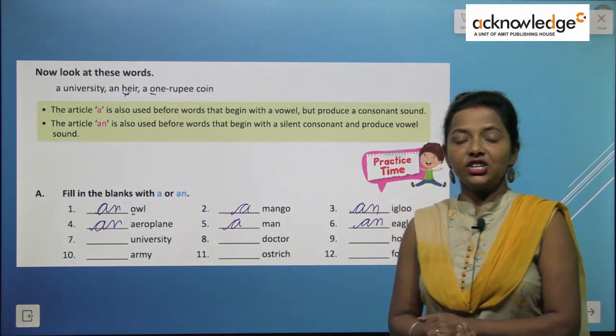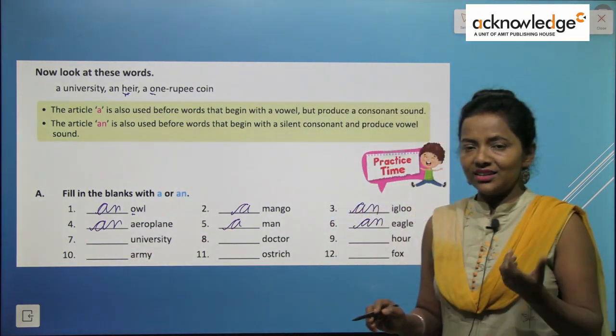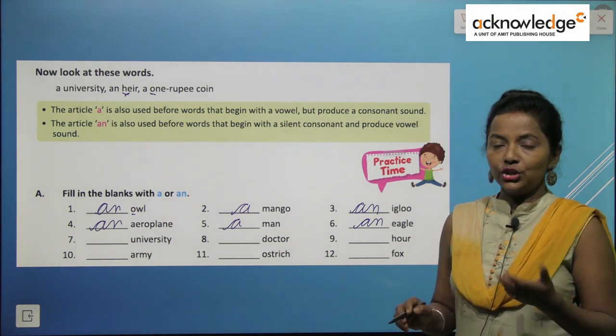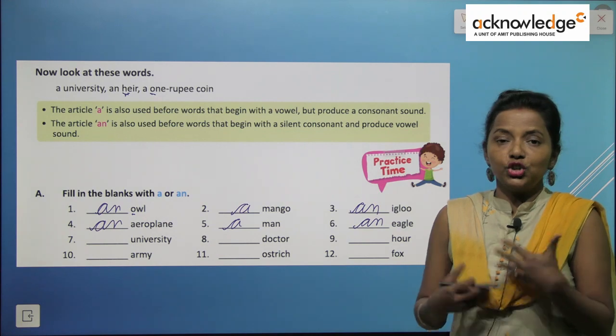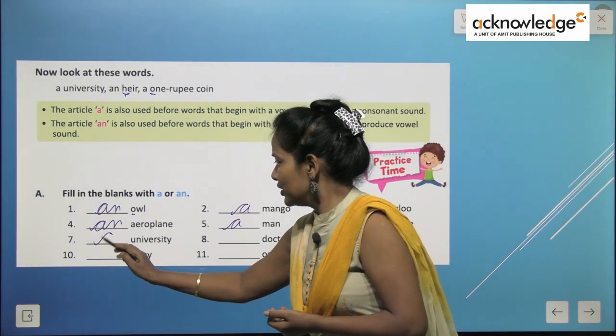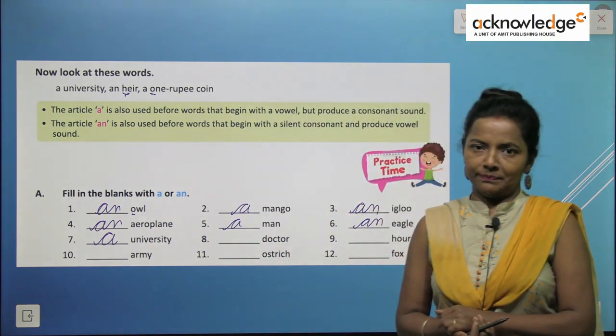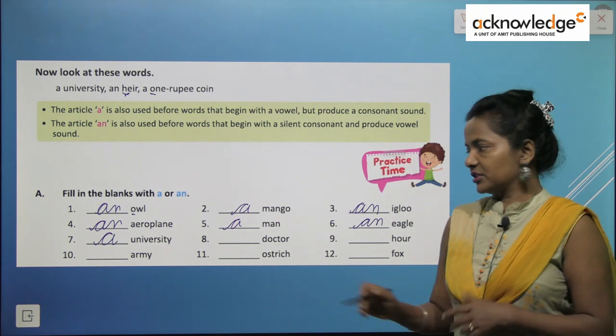University, a university. Why a university, why not an? Because the sound which is coming is a consonant sound, yoo. And this is a, so we have used a, okay, university. Doctor, a doctor.